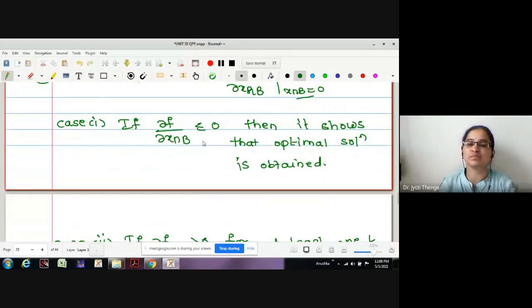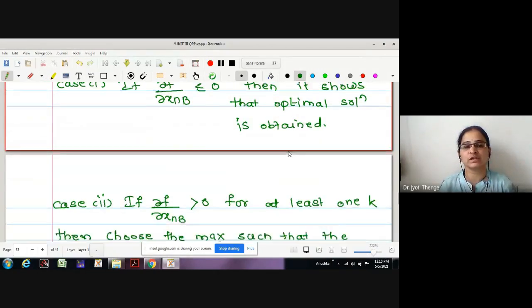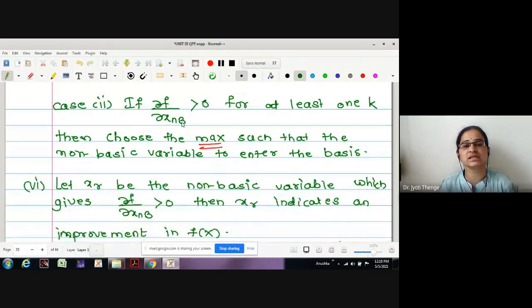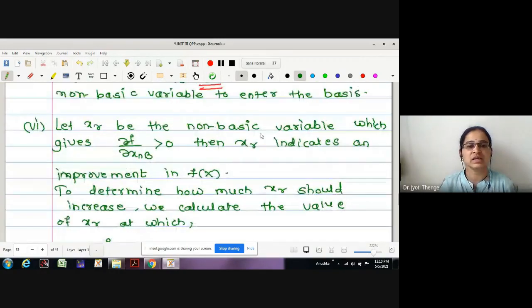If all ∂f/∂x_NB are less than or equal to 0, it means no improvement in any non-basic variable will give us an improvement in f. Therefore, we have to stop the process, and the corresponding solution will be the optimal solution. The second case is if at least one partial derivative is greater than 0; then choose the corresponding variable to enter the basis. Let x_r be the non-basic variable for which the partial derivative is positive.